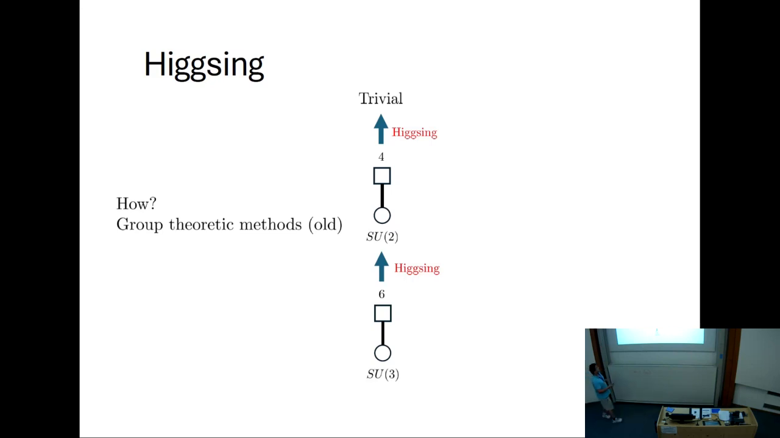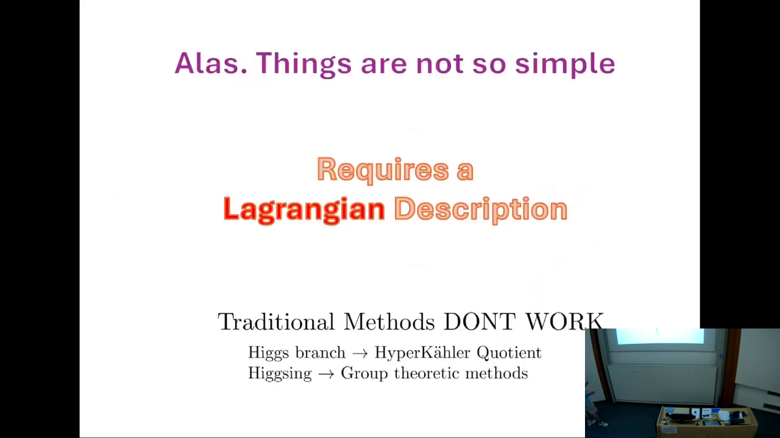Then I do another Higgsing, and I'll end up with a trivial theory, by which I mean just a bunch of free hypers. And that's it. This is exactly the kind of thing that I want. A beautiful phase diagram showing all the Higgsings of SU(3) with 6 flavors. Mission complete. But of course, in general, things are not so simple.